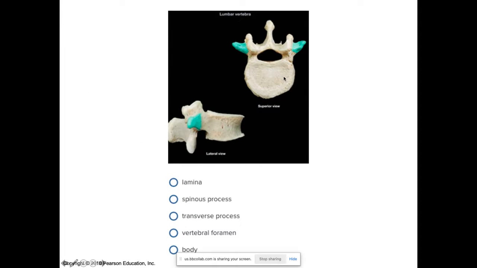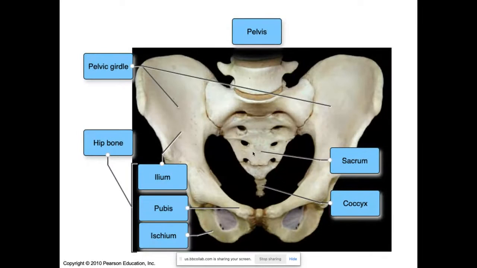Again, looking at a vertebrae, this is a bird's eye view, looking down on it, superior, looking down. This is the lateral. So from the lateral view, here's the vertebral body. What are these coming off the sides? Again, that would be a transverse process. So make sure you know the parts of the vertebrae, obviously.